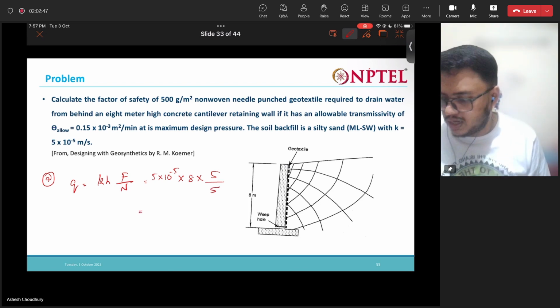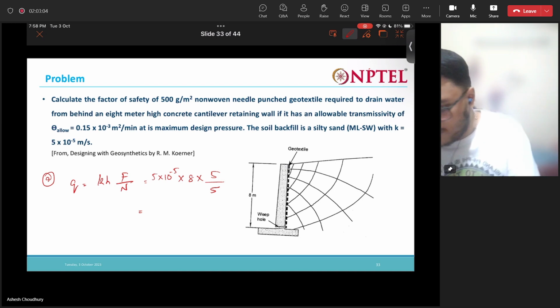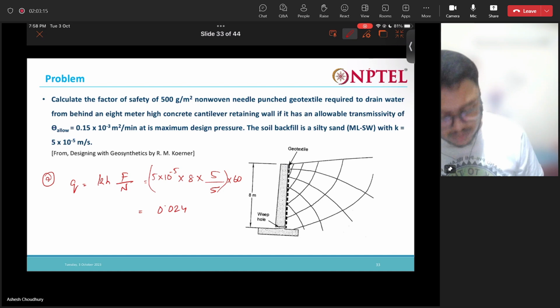So here we have 5 into 10 to the power minus 5, into 8, into 1 is this much meter square per second. Per minute, if you want to do, 0.024 into 60, to convert it to meter square per minute.